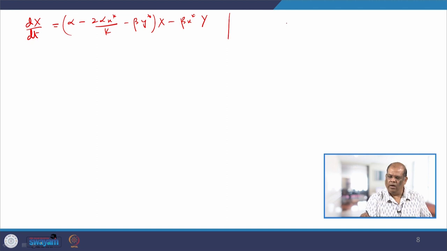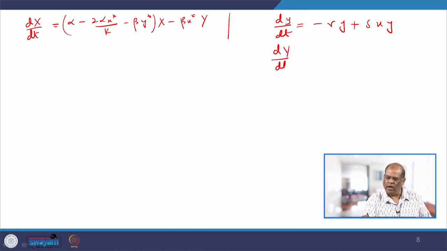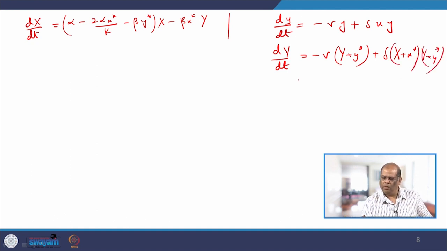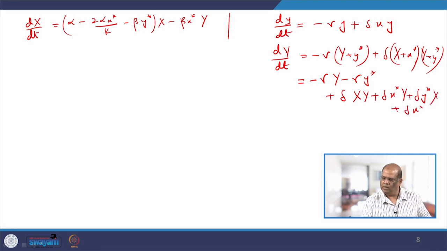If I now take dy dt, which was minus gamma y plus delta times xy. So, you put x equal to x plus x star, y equal to y plus y star like before. So, this will be dy dt equals minus gamma into y plus y star, plus delta into x plus x star into y plus y star. So, I simplify: minus gamma y star plus delta x y plus delta x star capital Y plus delta y star capital X plus delta x star y star.